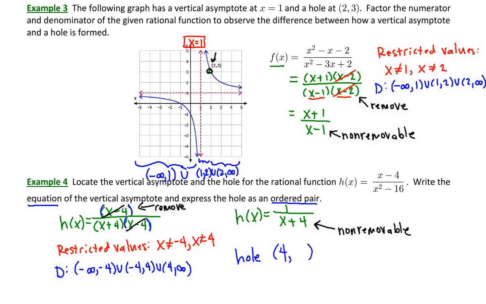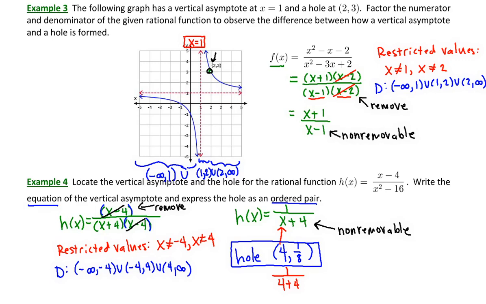Now, I've got to figure out how to find the y value of that hole. What's the actual location on the graph? The way that we're going to find that y value is by plugging our x value into our reduced function. So if we plug 4 in for x, we would get 1 over 4 plus 4, or 1/8. So a hole occurs at ordered pair (4, 1/8). So again, pay attention to that process. That's going to be something that's easy to forget. How do you find the y value of the hole? Reduce your function and then plug in the x value to that reduced function. The resulting output is the y value of the hole.